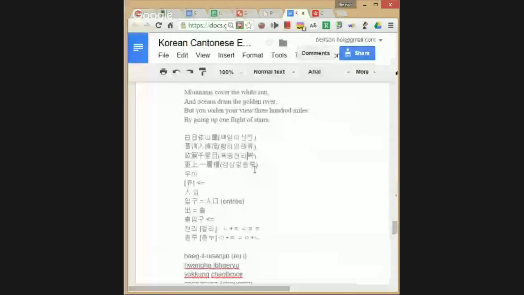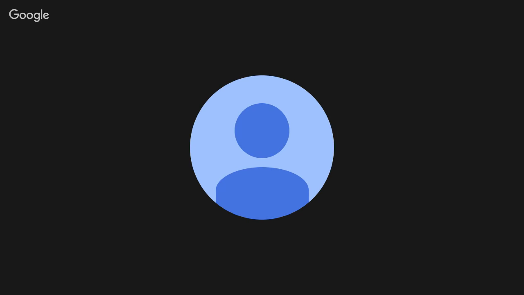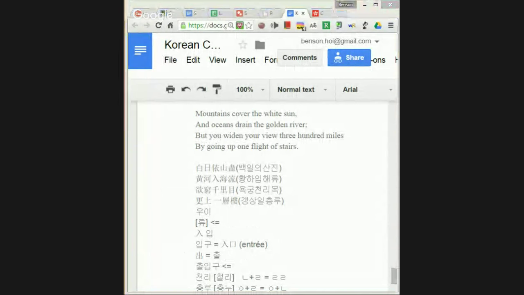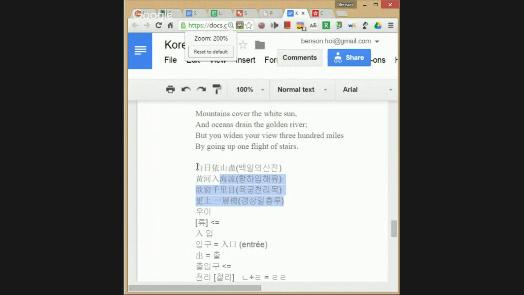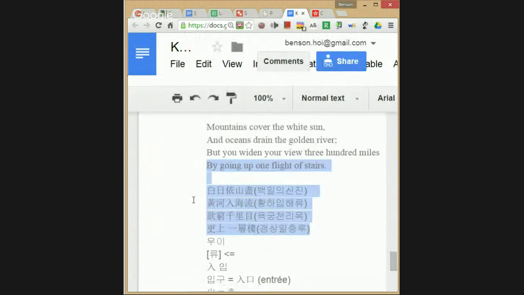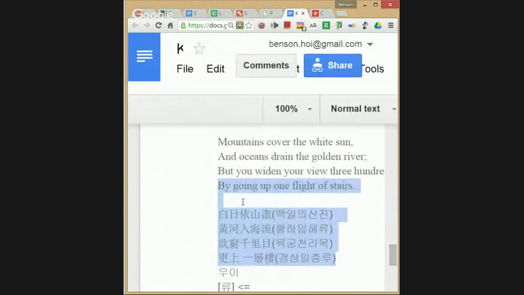I've changed my mind a little bit to show you how quickly you can learn Cantonese. How clear is it? Can you read it? Should I make it bigger? Yeah, I can read it. Great. Okay, now it's getting too big.